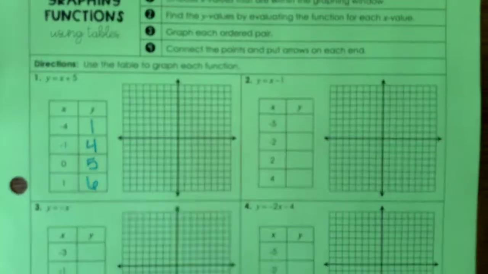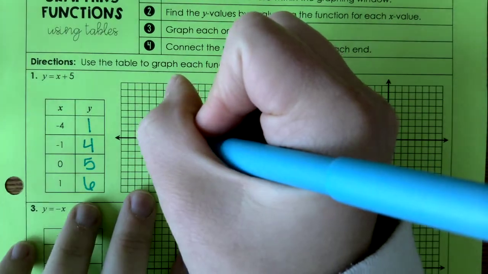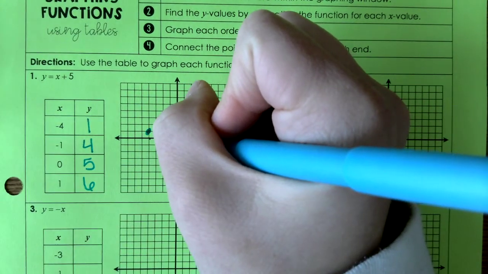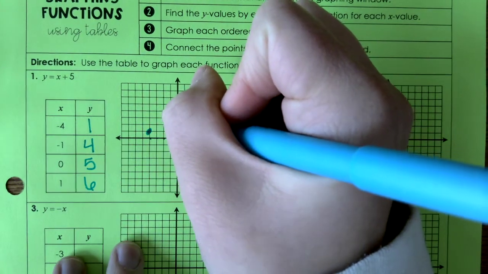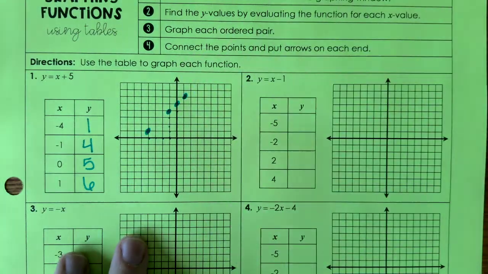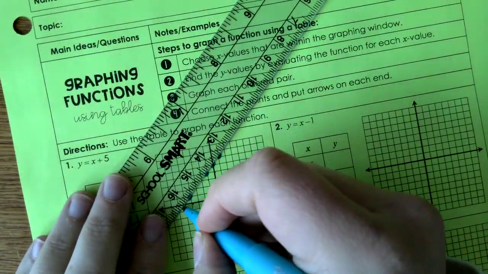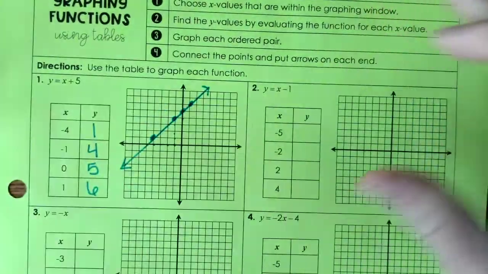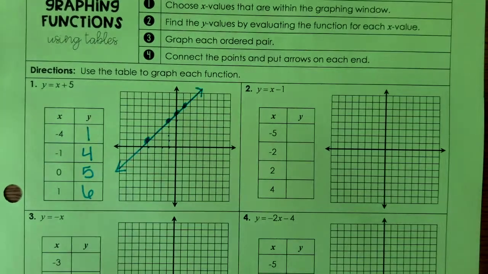So I have my table graphed, and now I'm going to go ahead and plot those. So -4, 1; -1, 4; 0, 5; and then 1, 6. Now that I have my points, I'm going to take my ruler, or something straight, and I'm going to connect my dots. Just like that. So that's all we're doing. We're taking our first lesson and our second lesson, and we're putting them together.